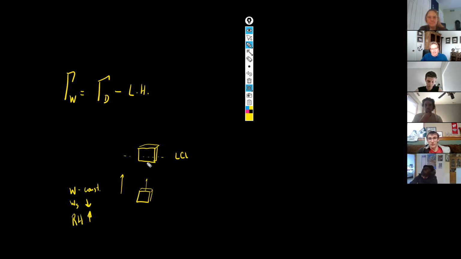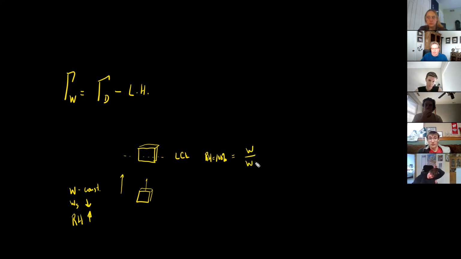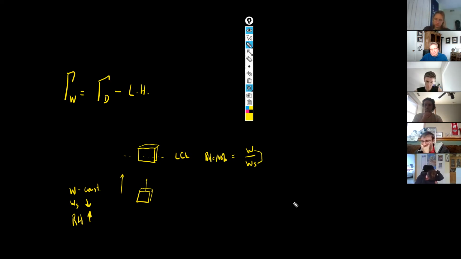Right, we did this. Eventually, at the LCL, the air is saturated. So what's the relative humidity at the LCL? 100%. And if it's 100%, then what can you tell me about these two values? They're equal. Right? How much there is, how much there can be. I'm in a dynamic equilibrium now.